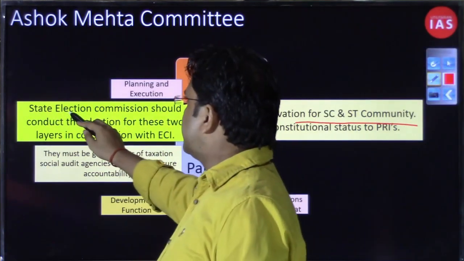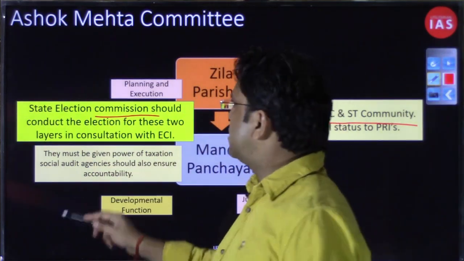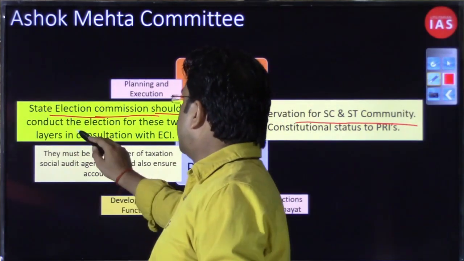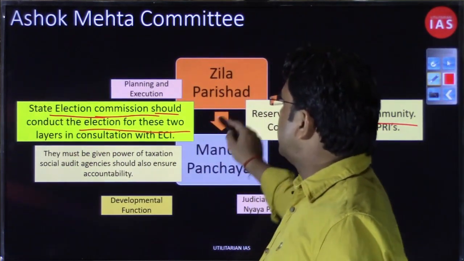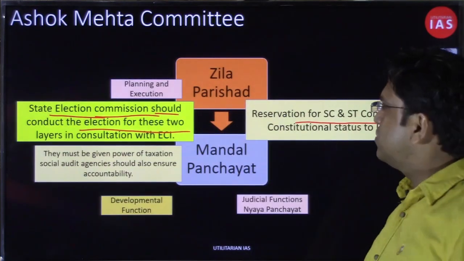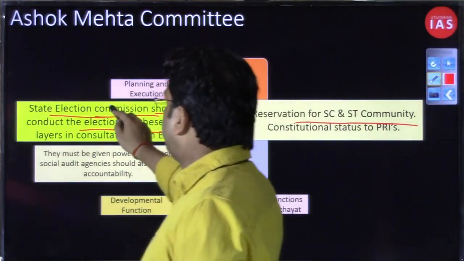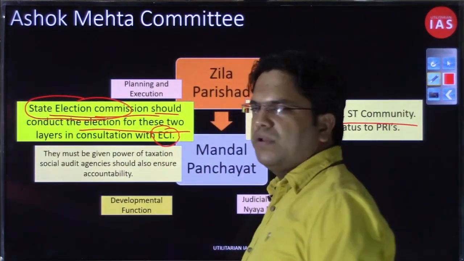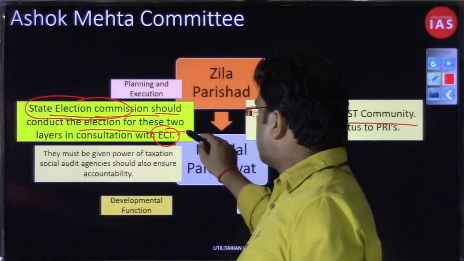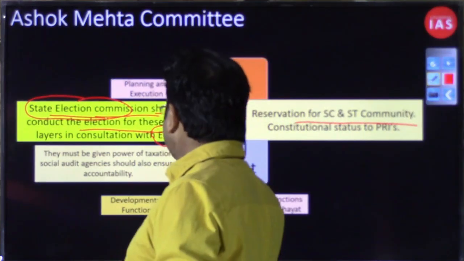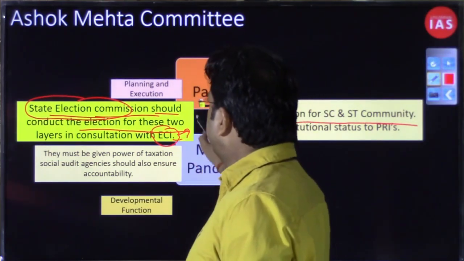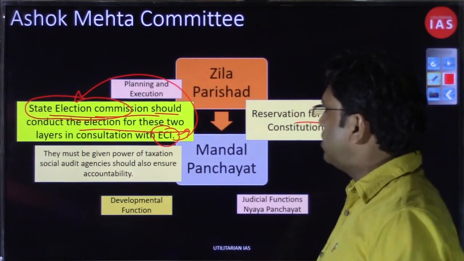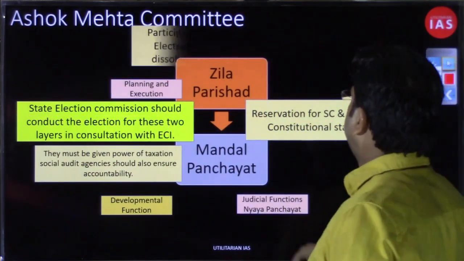Then it talks about reservation, already told you, for the SC and ST community. Then the state election commission should conduct the elections for those two layers in consultation with the ECI. So creation of the state election commission is being talked about for the first time by any committee. This is going to be a nascent body, created for the first time. To sum up, for 5 years or 7 years they would require help in the administration, and in how the voting process works, so they will need the help of the state election commission and the Election Commission of India. So I hope those points are clear to you.